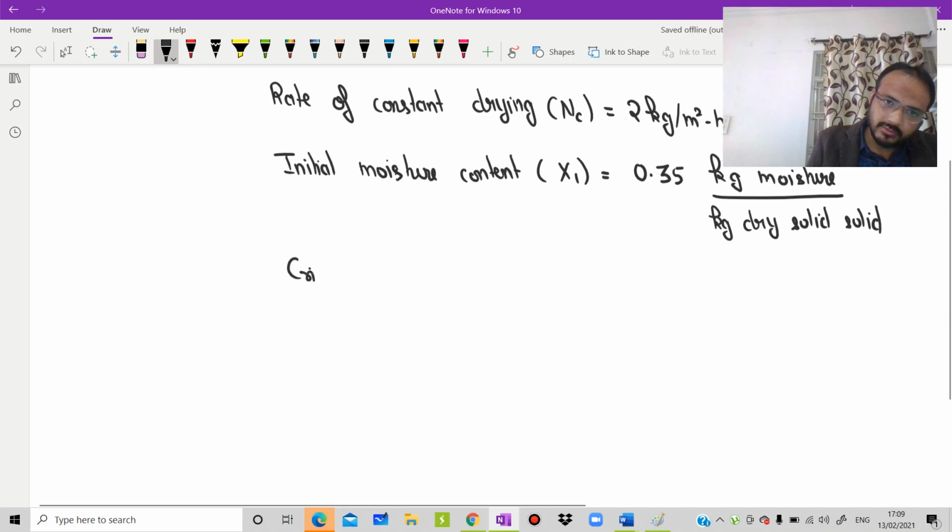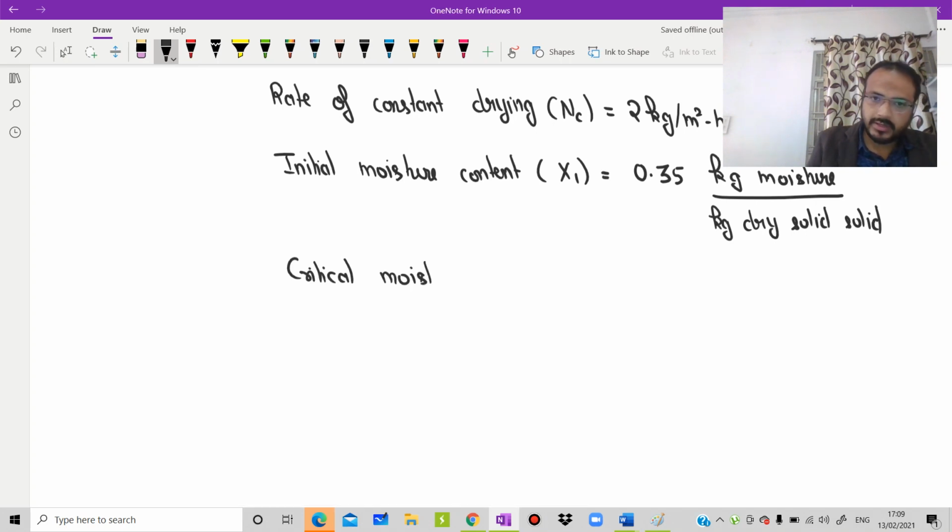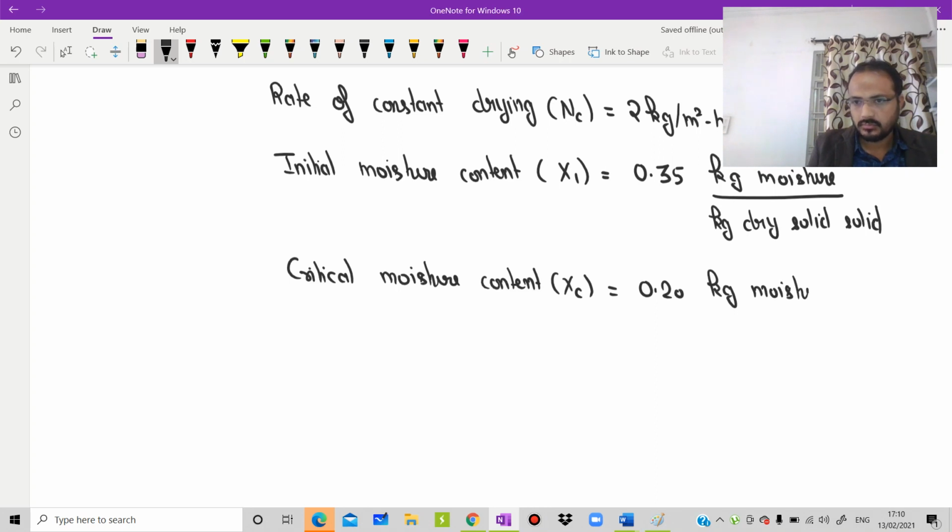Critical moisture content value, that is xc, that is given by 0.20 kg of moisture per kg dry solid. Here I write 2 times dry.